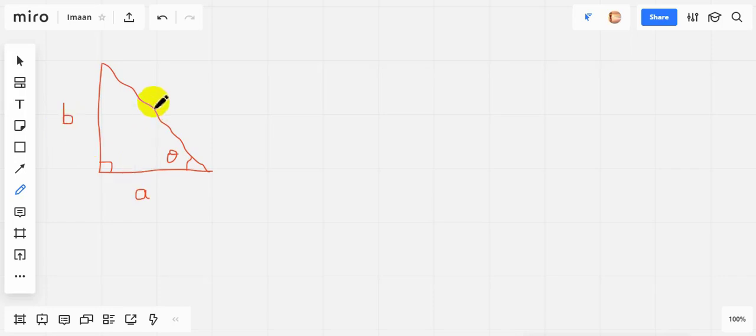And then the remaining side, the longest side of the right angle triangle, let's name it C, which is hypotenuse. So this is hypotenuse, this side is adjacent, and this side is opposite.